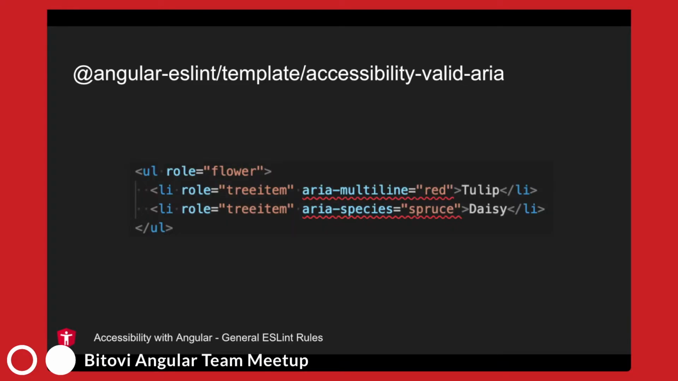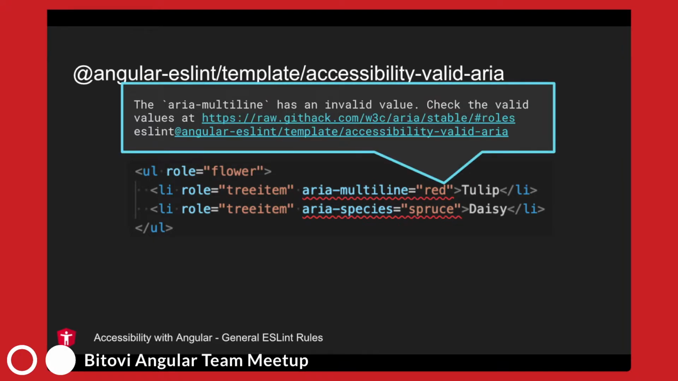So for example, here we've got a snippet where we have a tree element incorrectly given a role of flower, which is not a valid element role. You can see that we don't get any red squiggly, so the ESLint rule is not catching that. However, it does catch the issues on our two tree items.